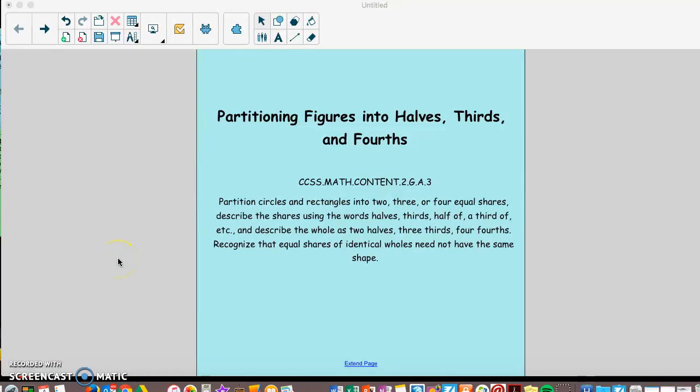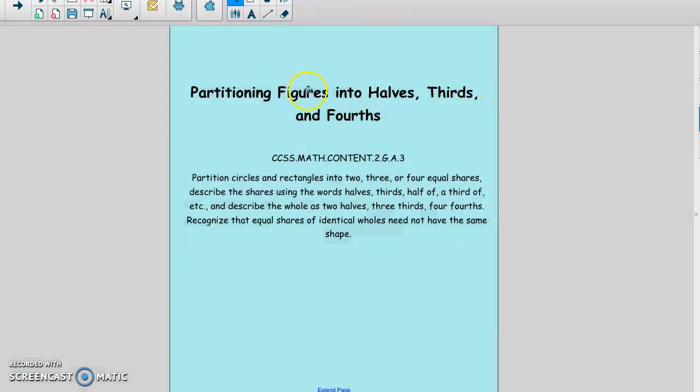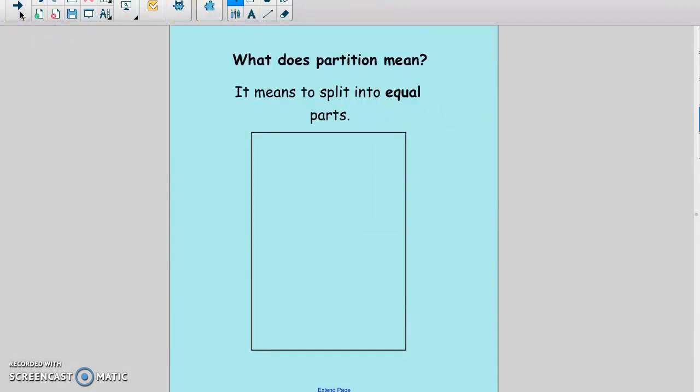Today we're going to focus on partitioning figures into halves, thirds, and fourths. And we're actually going to focus more on halves and fourths. I want you to think for a second about what partition means.